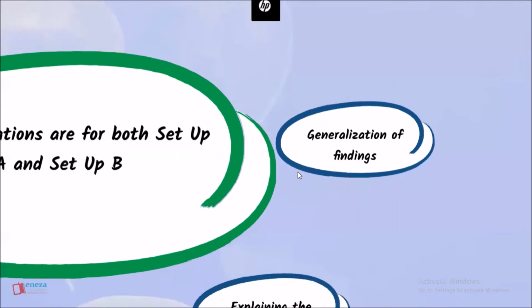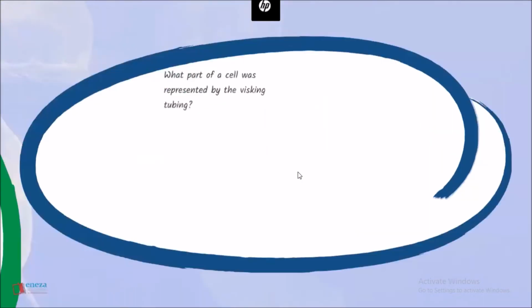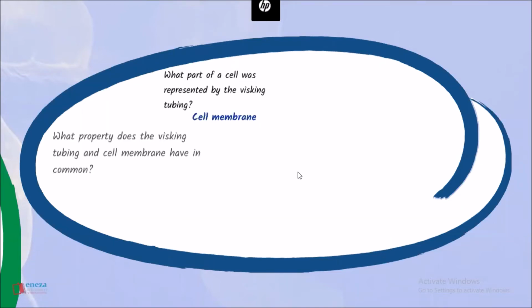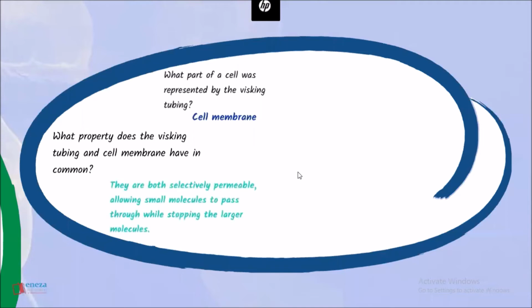So let us go to generalization of the findings. What part of a cell was represented by the whisking tubing? The answer here is cell membrane. So you might ask yourself, why is whisking tubing being compared to cell membrane? This brings us to the next question. What property does the whisking tubing and cell membrane have in common? They are both selectively permeable, allowing small molecules to pass through while stopping the larger molecules.